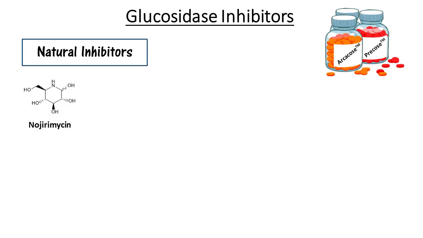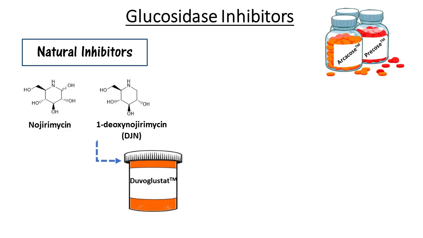The first natural inhibitor, called nojirimycin, was discovered in the 1960s by Ishida et al. Not only was it an amino sugar, but it was also known to show antibiotic characteristics. And from this, other derivatives were formed from nojirimycin. To name a few, you have 1-deoxynojirimycin and you have salicinol.